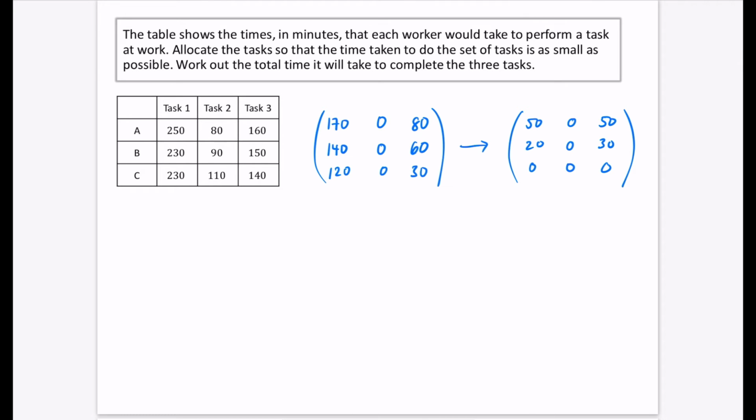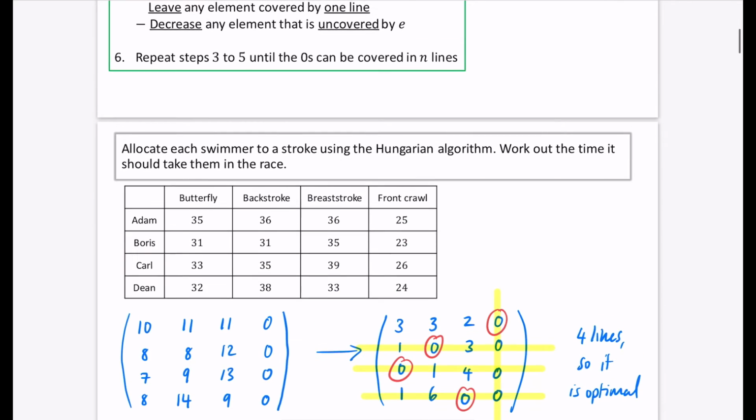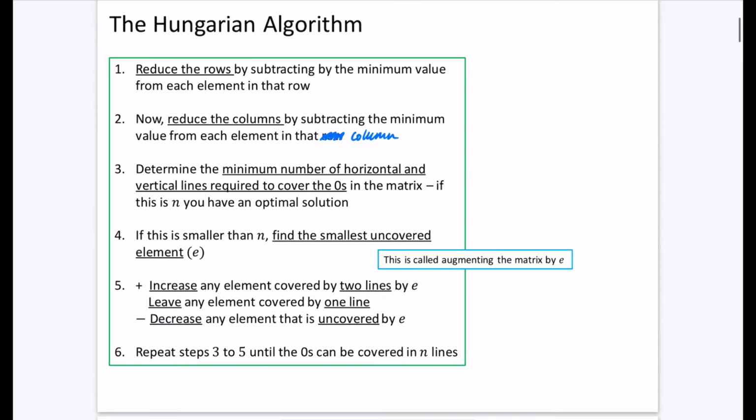I'm going to try and cover the zeros. So at this point, I'm going to cover this with the zeros and this with the zeros. So that is only 2 lines that has been covered. That means we're going to have to go and look at the next stage of this. So this is smaller than n. It was a 3 by 3, and 2 is obviously smaller than 3.